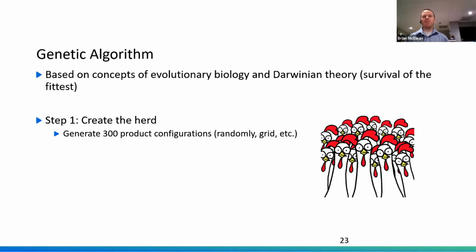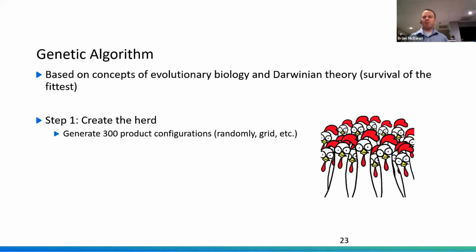And we're going to call this a genetic algorithm that is going to create organisms, members of the herd, and then they're going to go through some life cycles here. So the first step in our genetic algorithm is that we're going to create the herd. By default, we're going to generate 300 different configurations. If there is that many, we're going to generate 300 configurations.